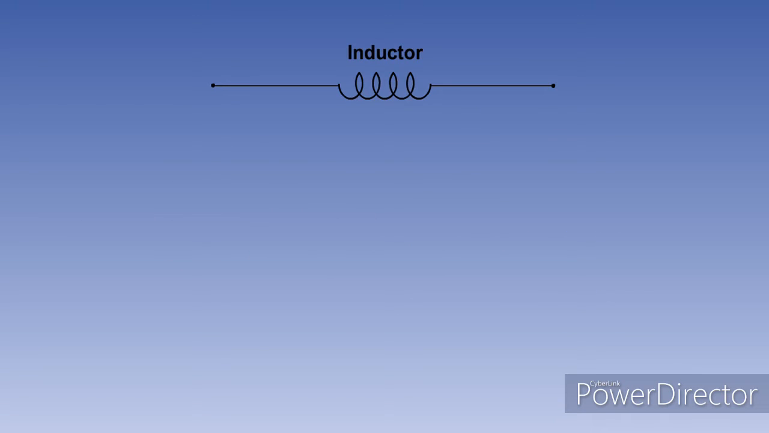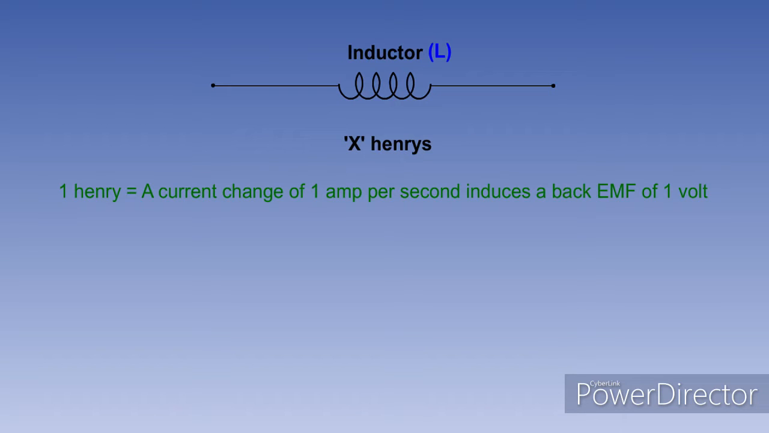Any device having inductance can be referred to as an inductor. The unit of inductance is the Henry, and its symbol is a capital L. A circuit has an inductance of 1 Henry if a current change of 1 amp per second induces a back EMF of 1 volt. Inductance is usually expressed in millihenries or microhenries, as the Henry is too large a unit for practical use. 1 millihenry is 1/1000th of a Henry, and 1 microhenry is 1 millionth of a Henry.